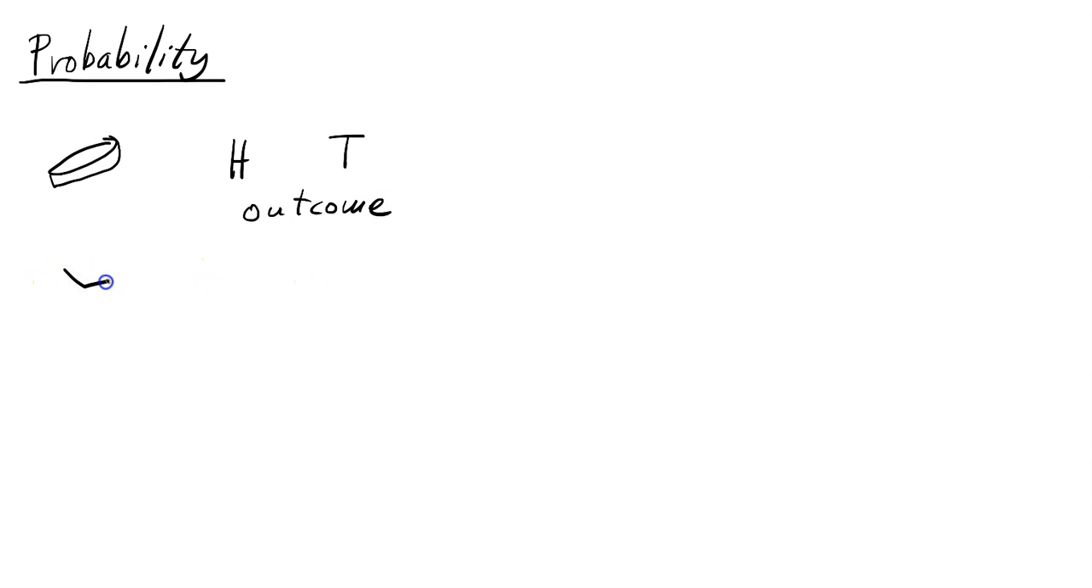Or for example, if I throw a die, then we can have 6 different outcomes. So we can have a normal die: 1, 2, 3, 4, 5, or 6. So that is what we call the outcomes.